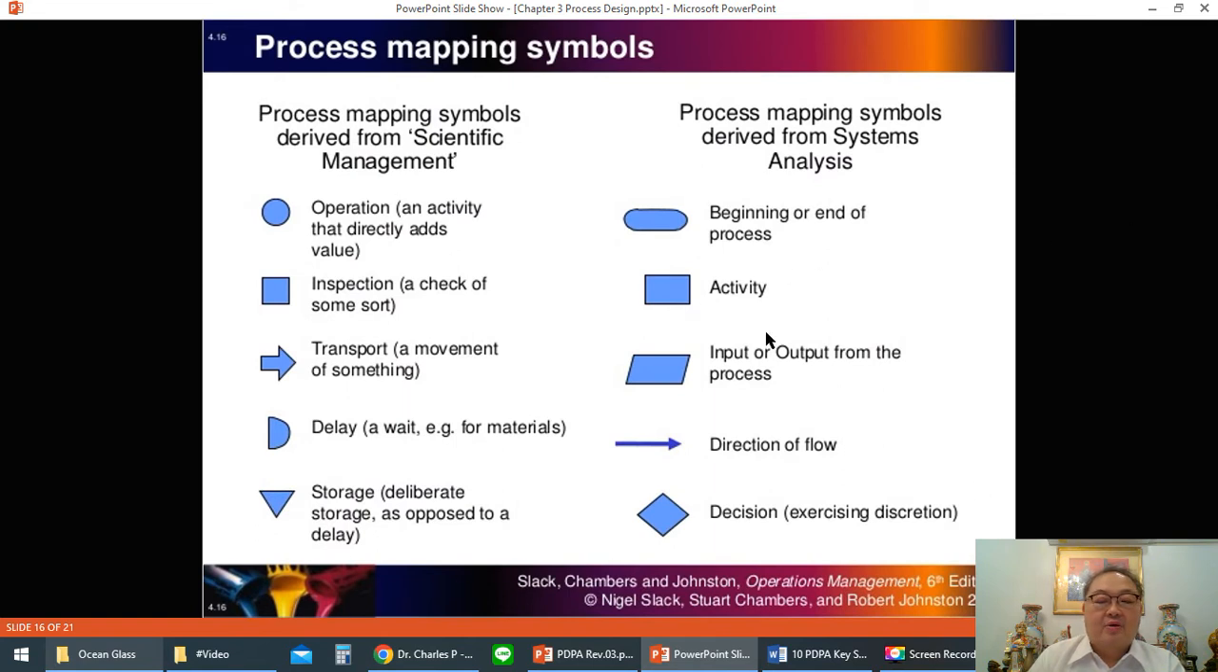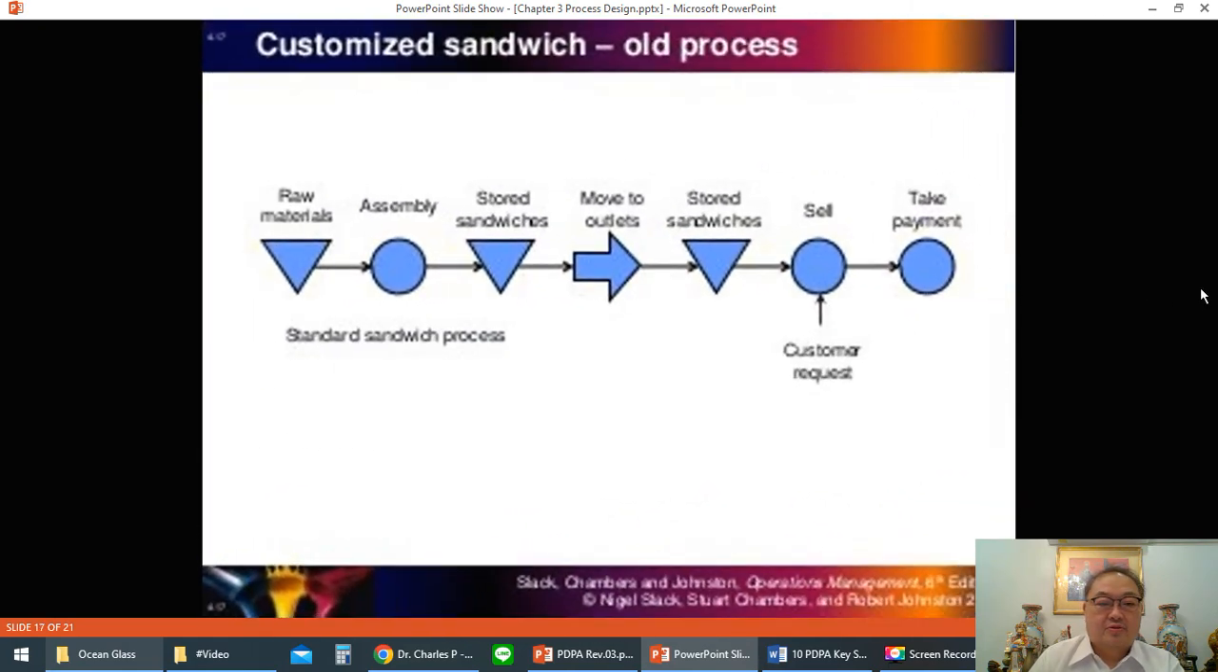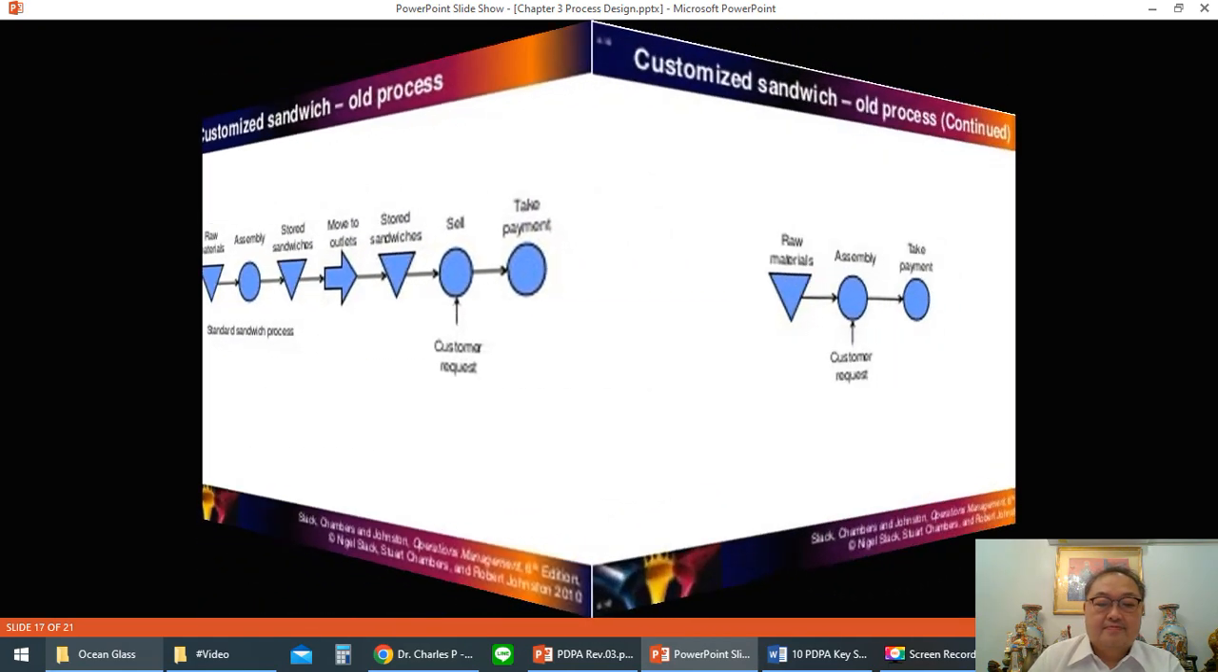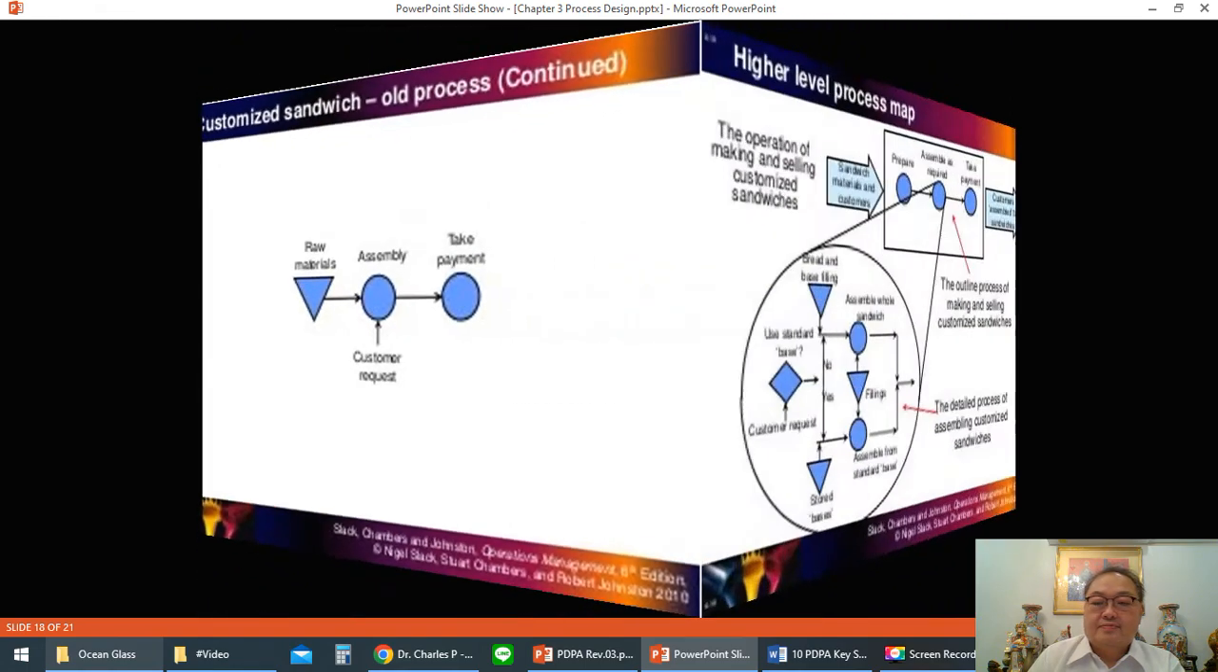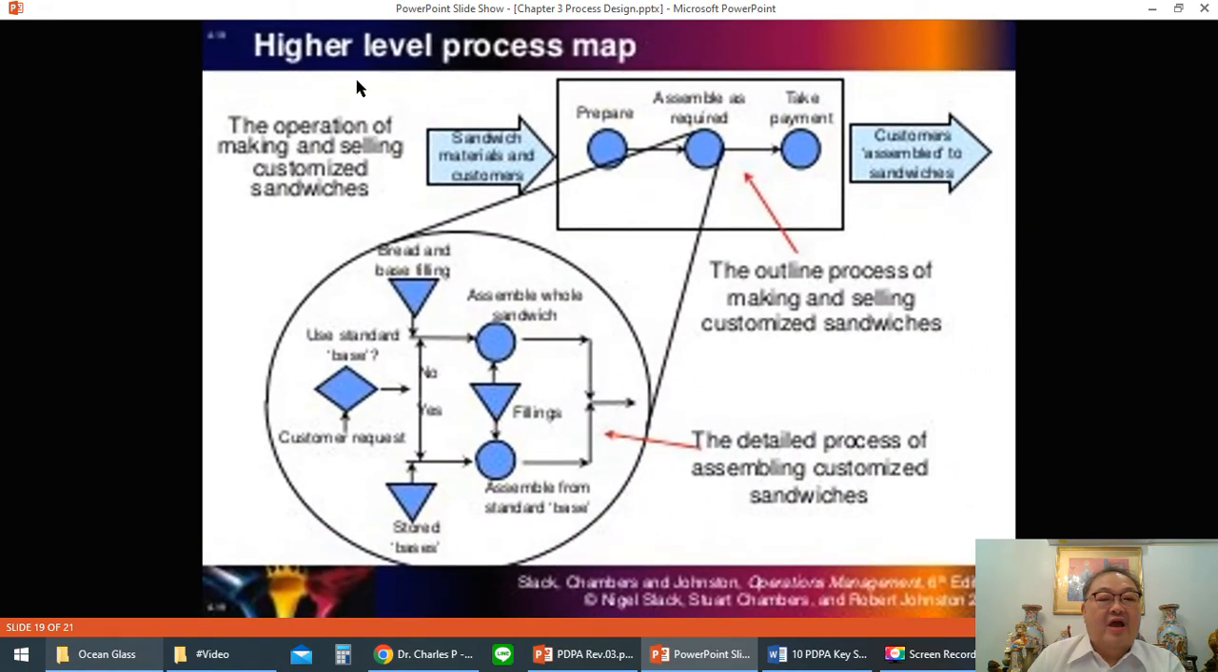Here are the signs. I want you to understand the meaning of each sign, signal or symbol. One thing for the higher level process map: this one I want to explain to you for the assembly requirement.